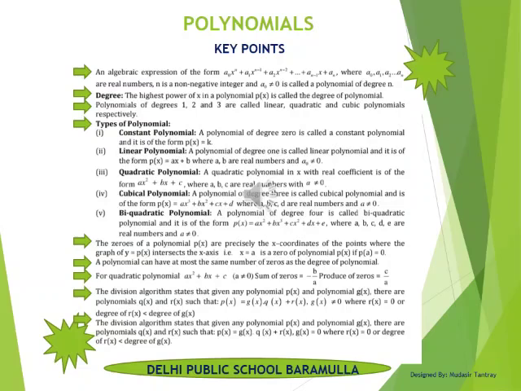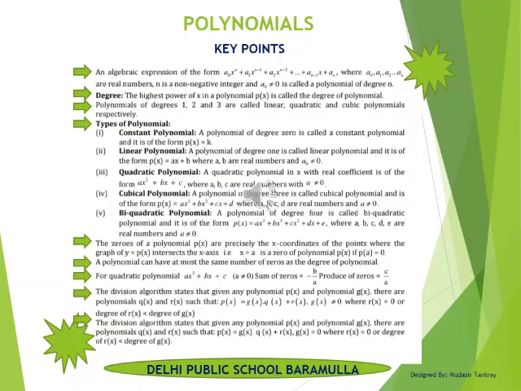Degree. The highest power of x in a polynomial p(x) is called the degree of the polynomial. Polynomials of degree 1, 2, and 3 are called linear, quadratic, and cubic polynomials respectively. There are different types of polynomials.